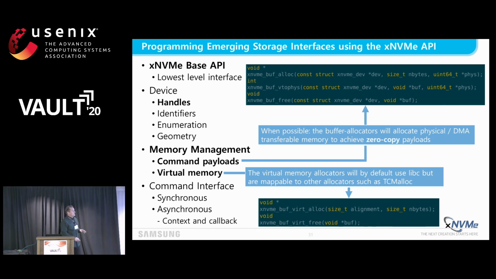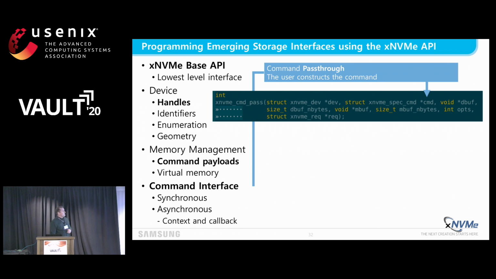And if you explicitly want to allocate regular virtual memory, then you use the buff vert alloc and buff vert free, and they will typically just map into libc. You could also retarget them for things like tc malloc.